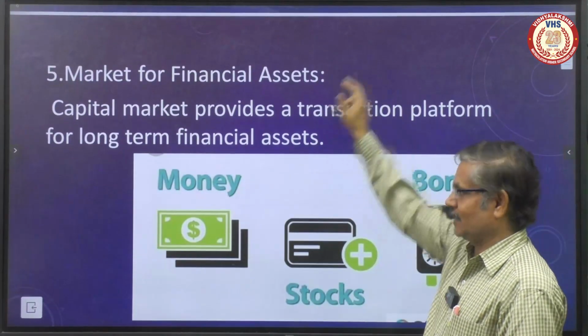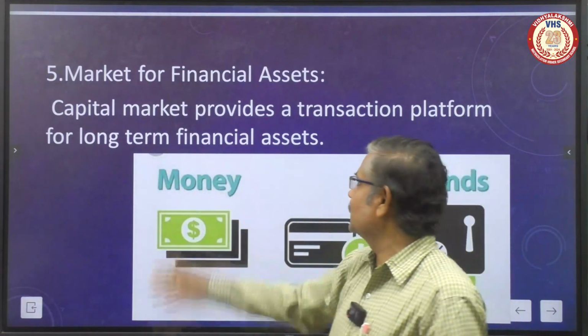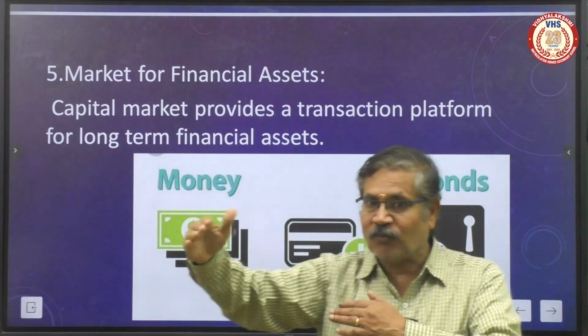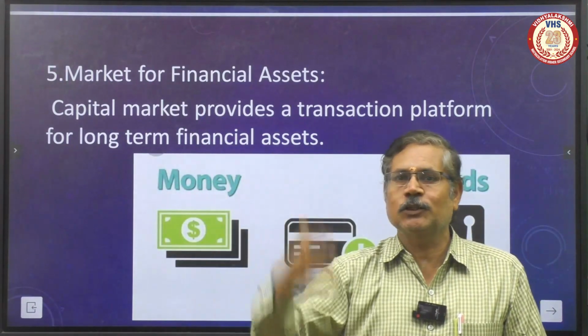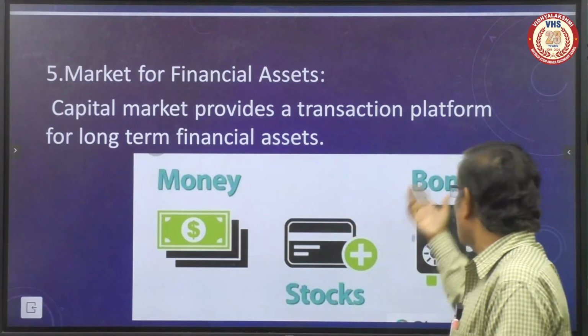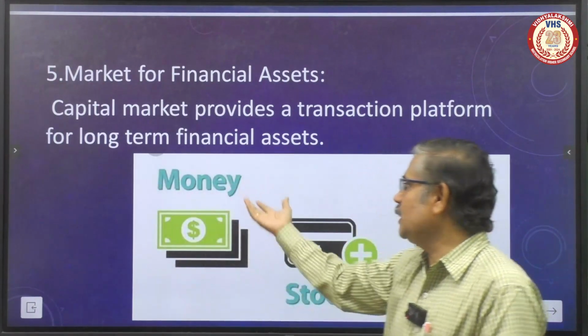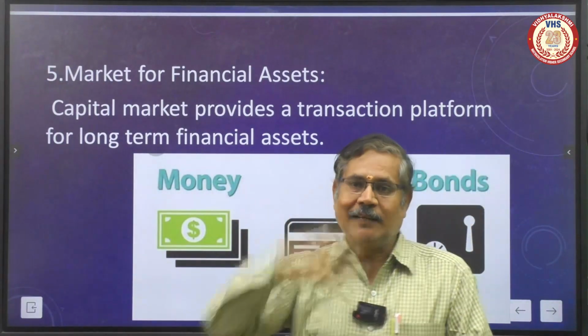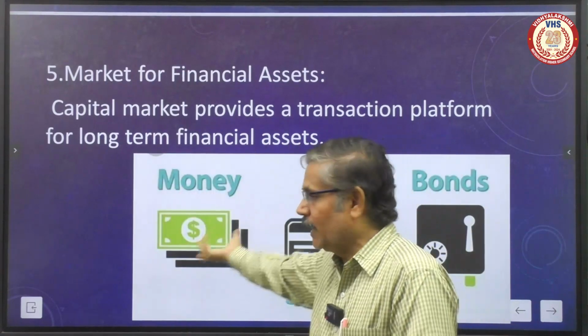Market financial assets. So, what are these assets? Financial assets provide the platform for the long term, more than 5 years to 20 years. What is meant by the long term process? Money, stock and bond. So, what is meant by money? The money market, we will deal with in the next chapter, elaborately.